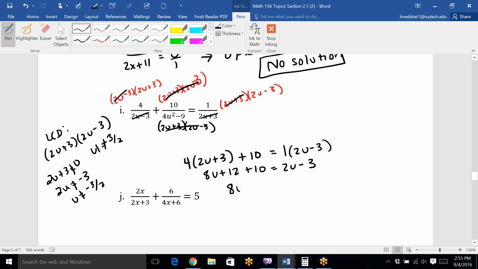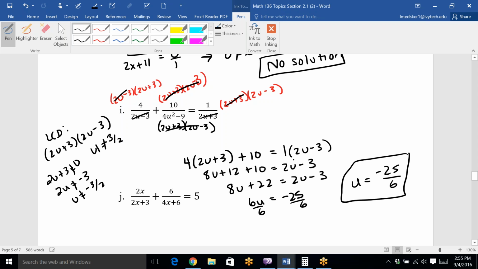Combine like terms. Subtract the 2u over, get 6u. Subtract the 22 over, get negative 25. Divide by 6, and u equals negative 25 over 6, which is perfectly acceptable as a solution since it is not negative 3/2 or positive 3/2.